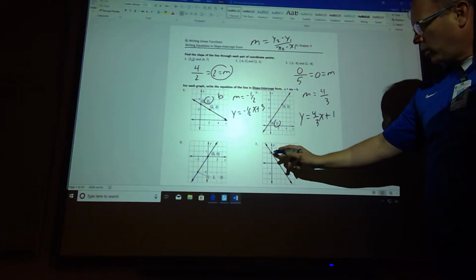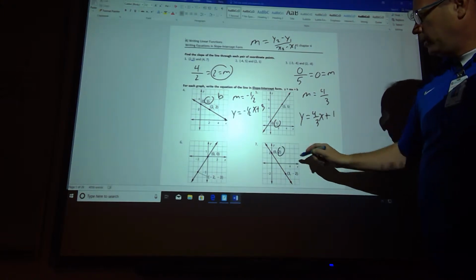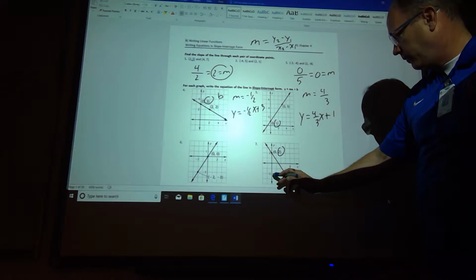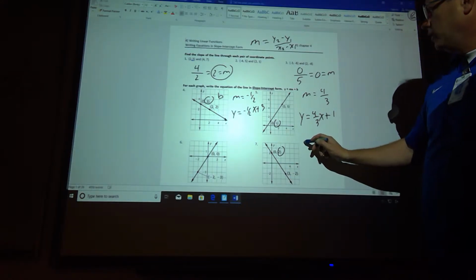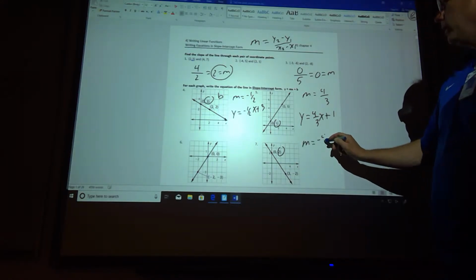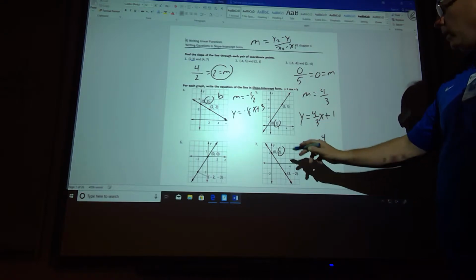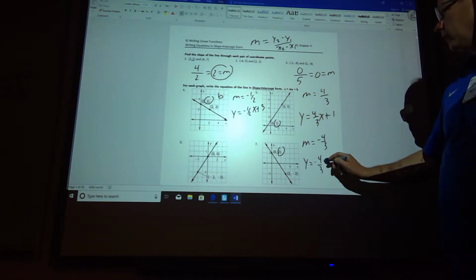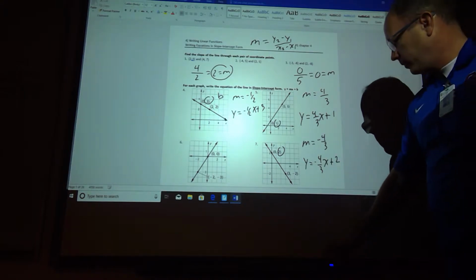Number 7 looks like I have a y-intercept at 2. And I'm going to go ahead and count down to that point. So I'm going 1, 2, 3, 4, 1, 2, 3. So I have a slope here of negative 4 over 3 and a y-intercept, a b value, of 2. So I have y equals negative 4/3 x plus 2.